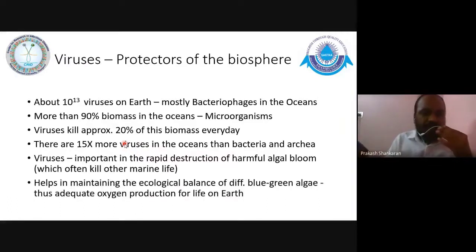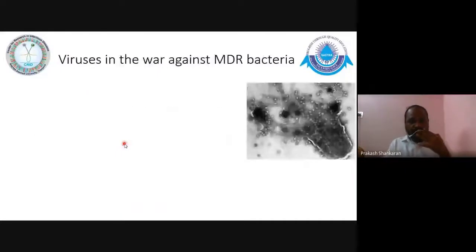If the viruses are not rapidly destroying all this biomass produced every day, the algal bloom will be very harmful for and kill all other marine life. Also, it helps maintain the ecological balance of different blue-green algae. These blue-green algae do a fantastic job. They are producing adequate oxygen, and then it helps our earth, the life on earth. We think of bacteria as having no life, but they are actually supporting all the life on earth by doing this.